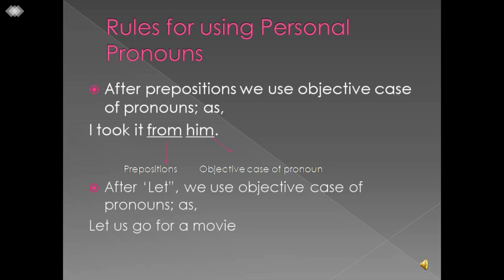After let, we use the objective case of pronouns. Similarly, whenever let is being used in a sentence, immediately after that you have to put the objective case of pronouns, like us. Let us go for a movie.